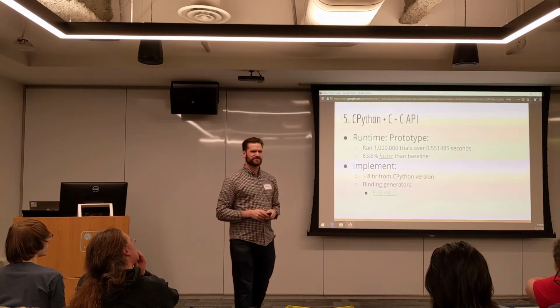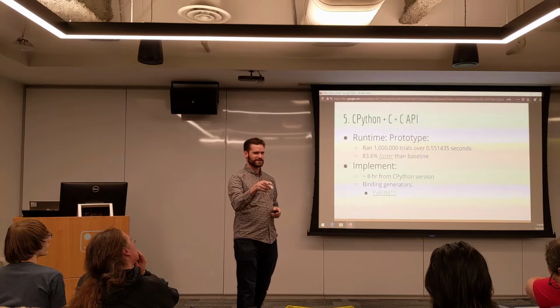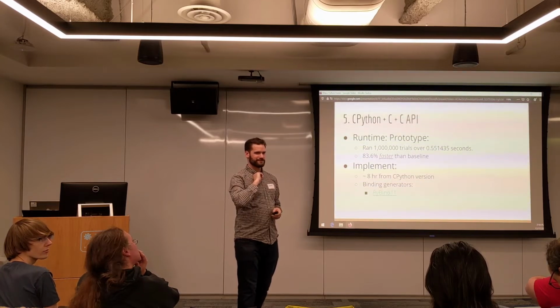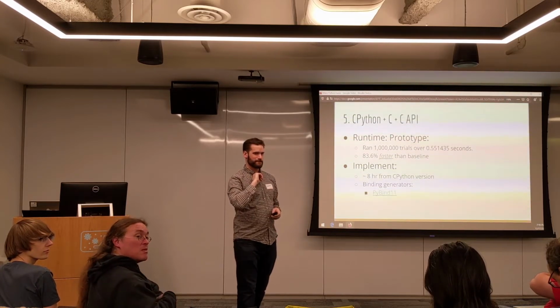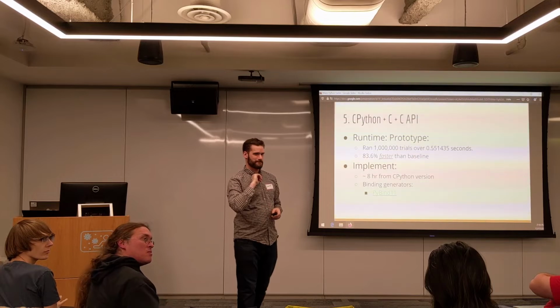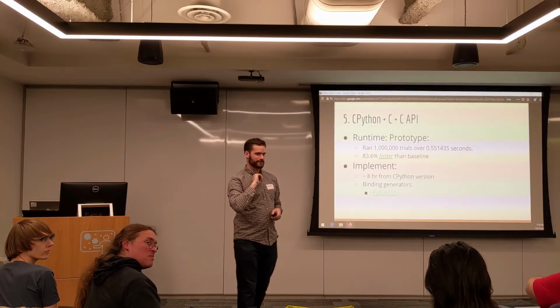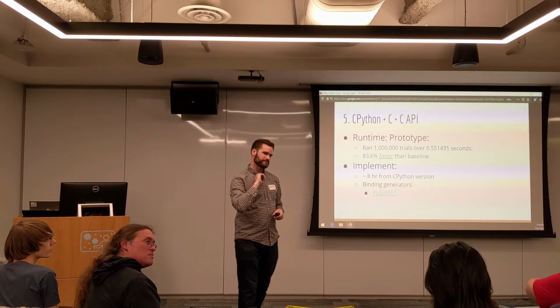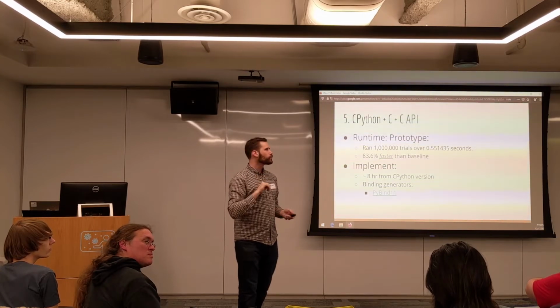Out of curiosity, anyone have a question? I have a small question. So what are the differences between using the C API and using C types? They're both wrapping a C library in a Python accessible API layer, right?